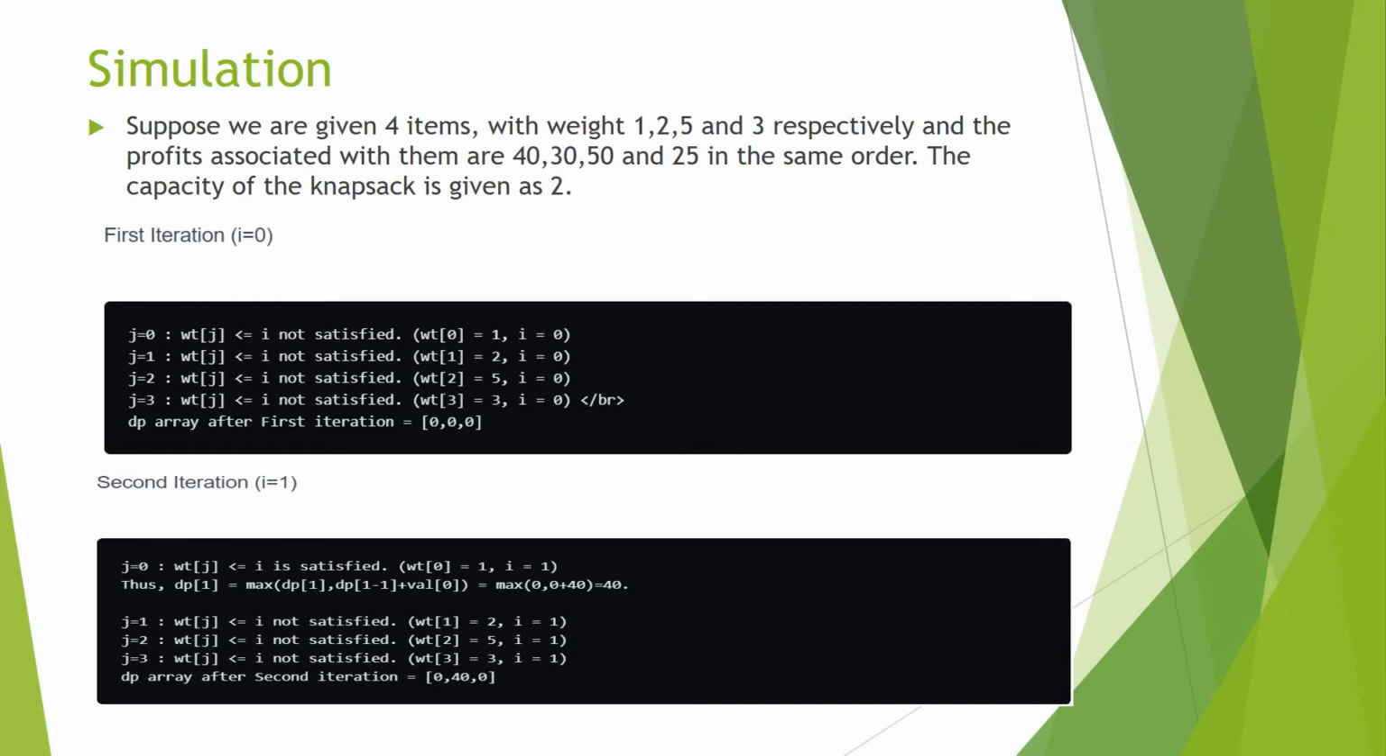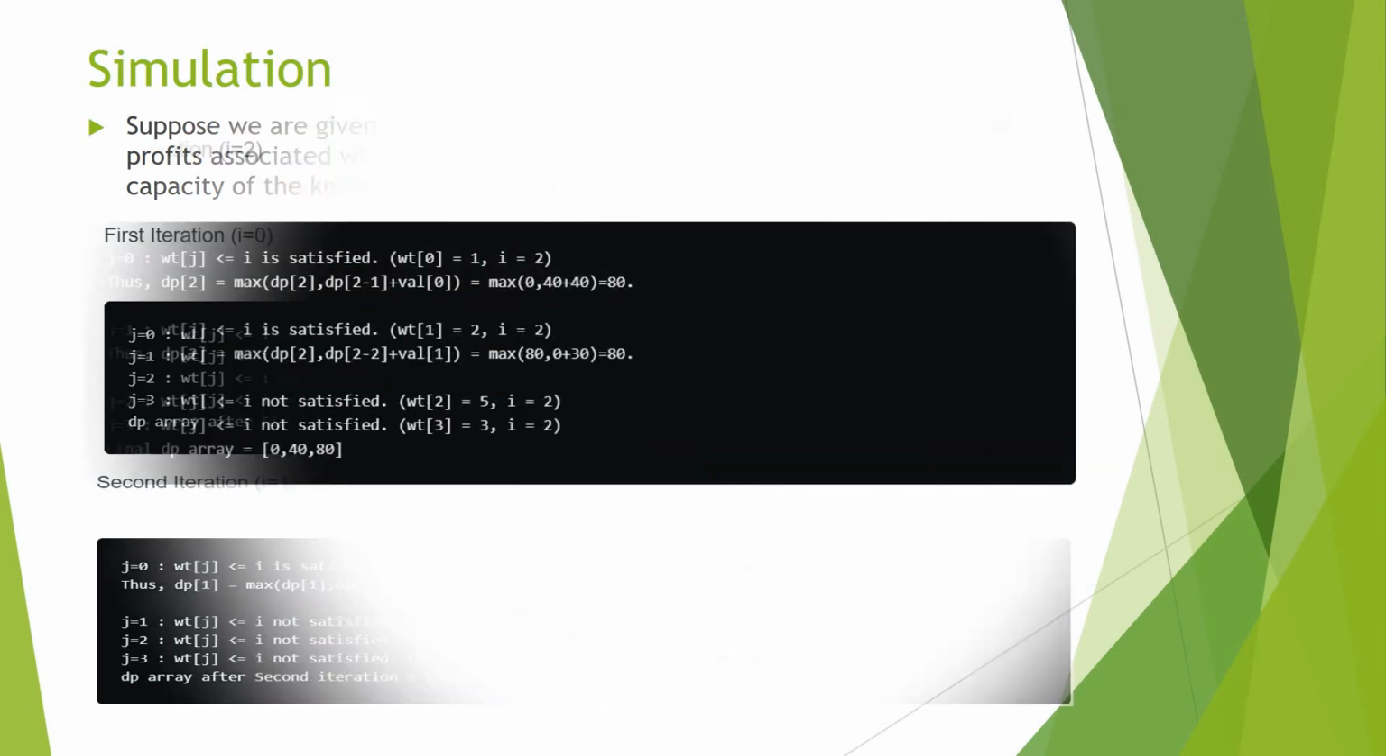For j equals 1, the weight of the second element is 2, but i equals 1, so the condition is not satisfied. For j equals 2, the weight of the third element is 5, but i equals 1, the condition is again not satisfied. For j equals 3, the weight of the fourth element is 3, but i equals 1, so the condition is not satisfied. The DP array after the second iteration will be 0, 40, 0.